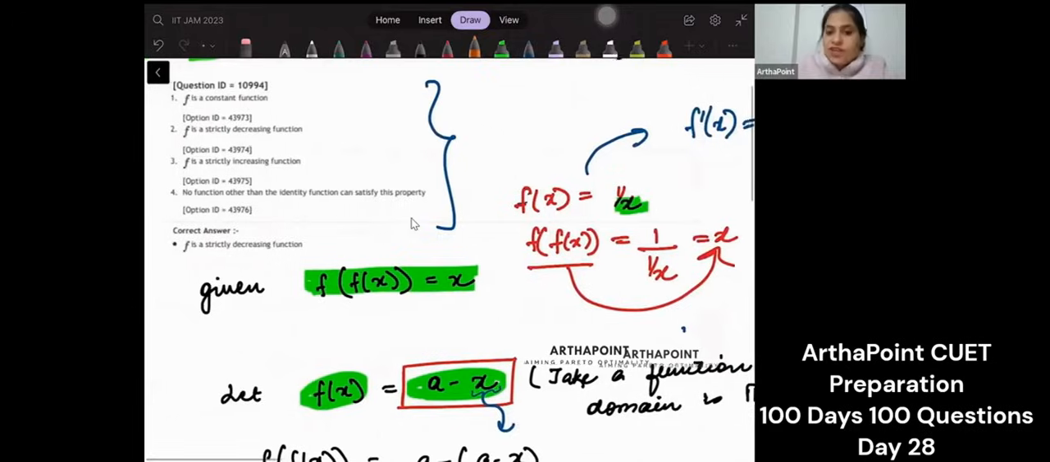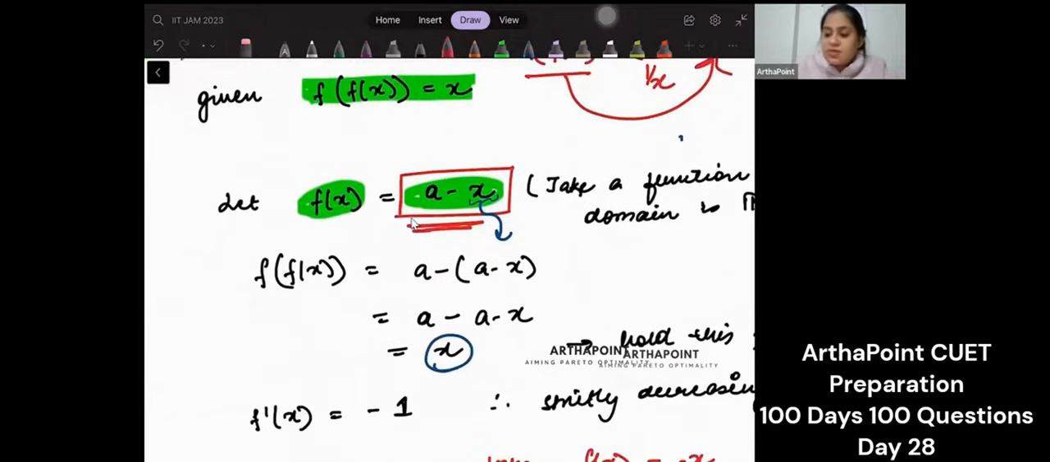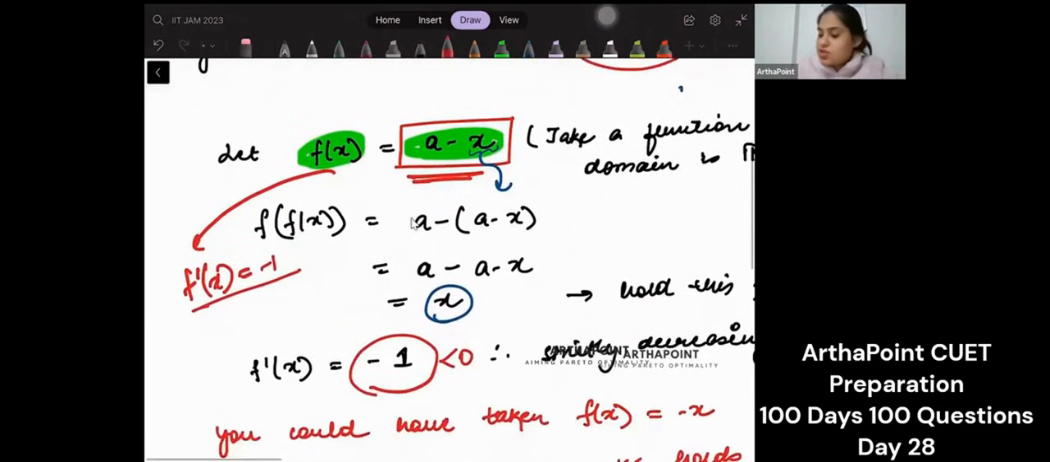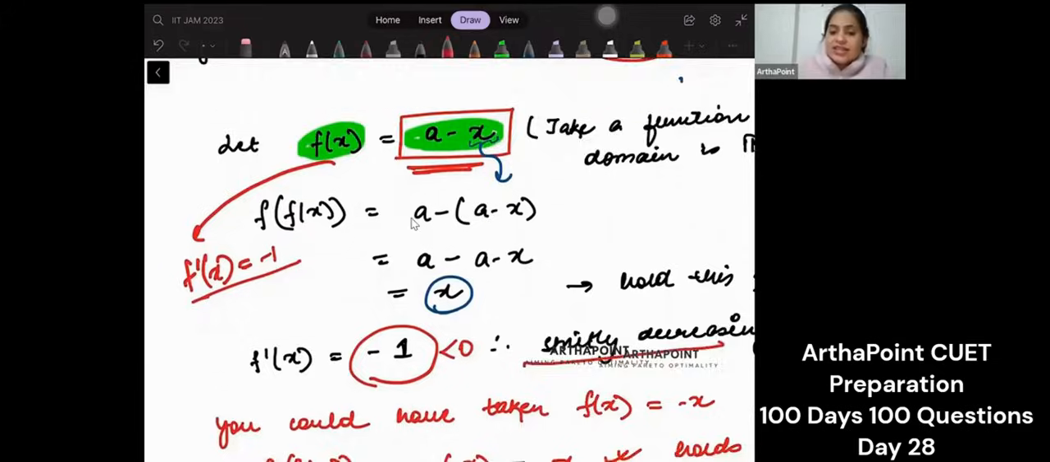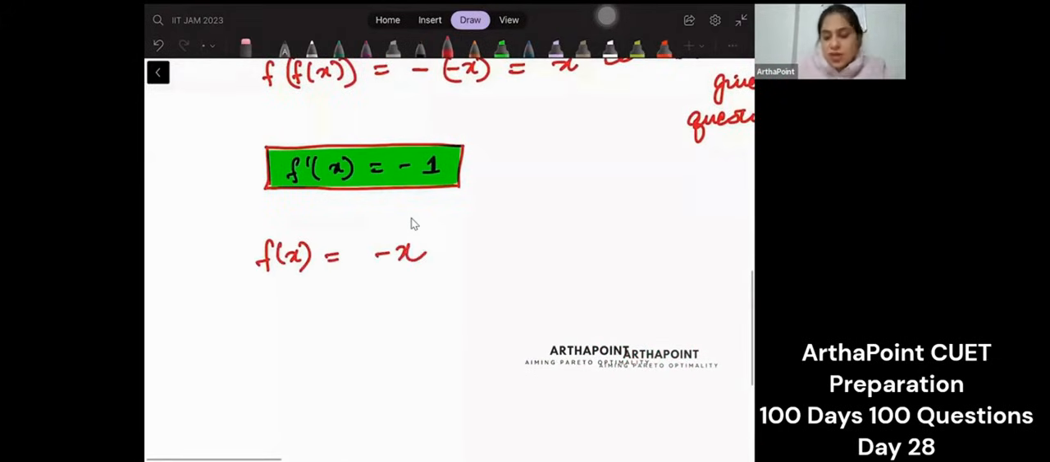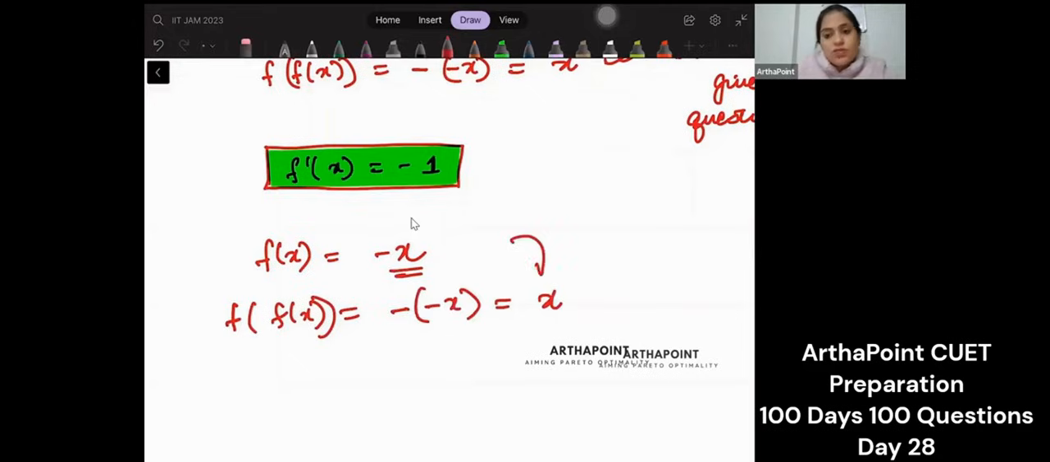Let's say the function I have taken is a minus x. Then what will be f dash x? It will be minus 1, which is less than 0, which means the function is decreasing. Let's say I take the function as minus x. Then f of x will be, instead of x, put the function. Function was minus x, it will be x. It is also following the property given to you. What will be f dash x? Minus 1, less than 0, decreasing.